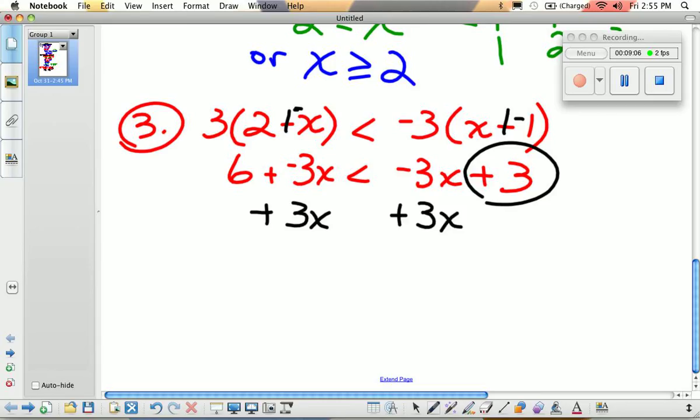Okay, what do I have now? 6 is less than 3. This is no solution. Why? Because the x's are gone, and it's not true. 6 is less than 3 is not true.